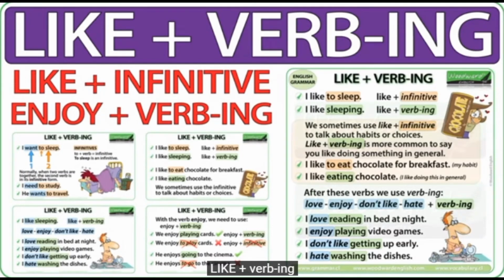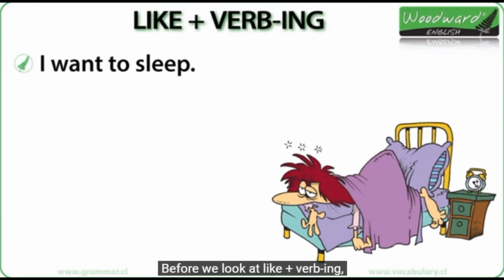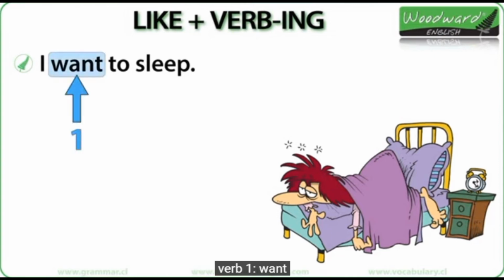Like plus verb plus ing. The English grammar lesson today is about like plus verb plus the ing. Before we look at like plus verb ing, we need to learn about infinitives. I want to sleep. How many verbs are here? There are 2 verbs. Verb 1, want. Verb 2, sleep.